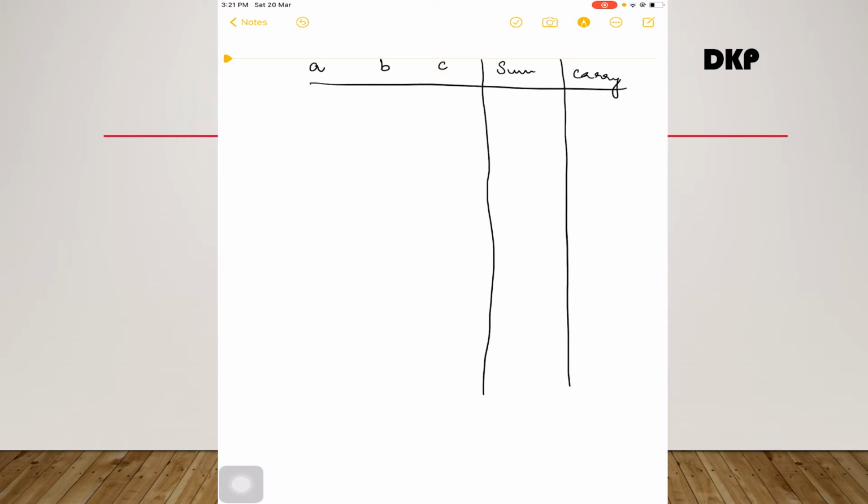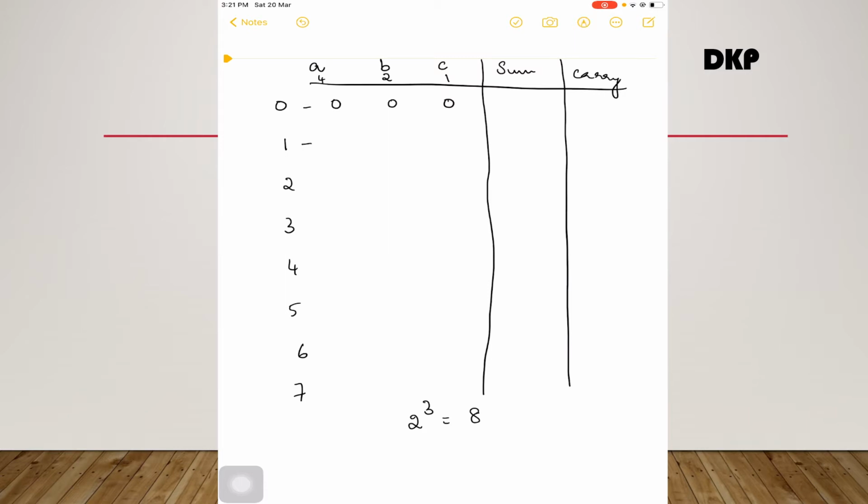Since there are three variables, there will be 2 to the power of 3, 8 combinations of zeros and ones as input to the full adder. And they are 0, 1, 2, 3, 4, 5, 6 and 7. The binary of 0 is 0, 0, 0. You can use the 8 4 2 1 trick here in order to write the binary number.